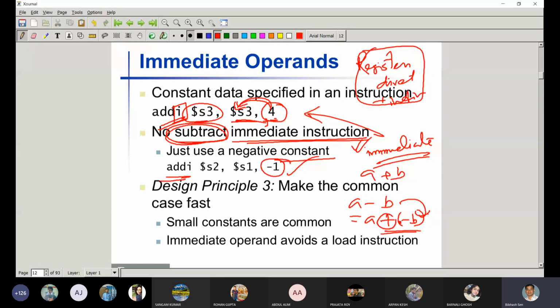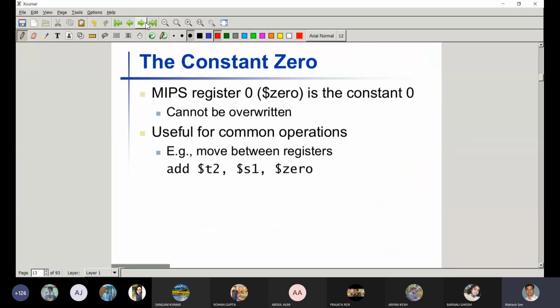That means an adder can be used for addition as well as subtraction. Design principle number 3: make the common case fast. Small constants are common. Immediate operands avoid the load instructions. So wherever possible, if you have some addition with a variable, you can go for the immediate addressing mode. Now in MIPS, register 0 is the constant 0 and cannot be overwritten. So in register 0, always 0 is present, so it cannot be overwritten.